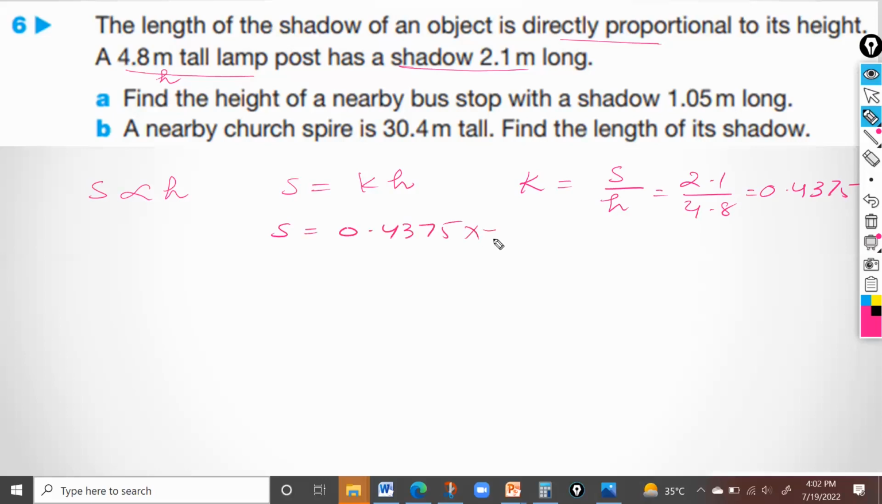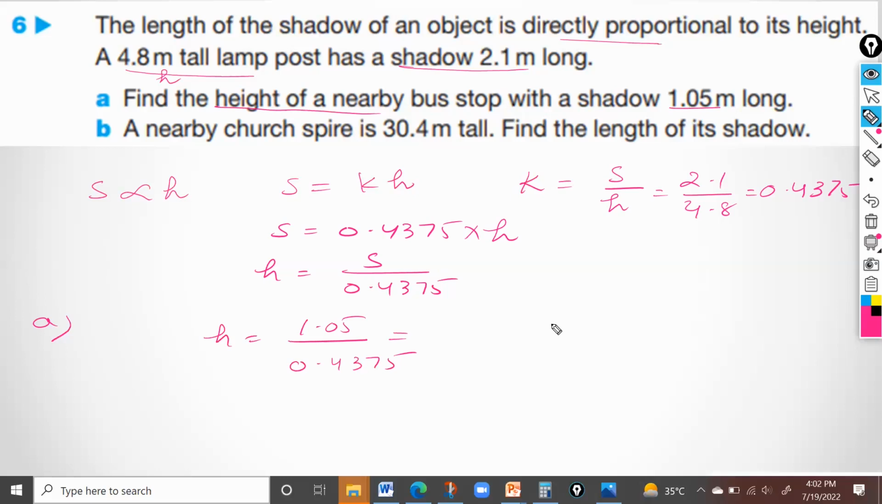Or if I want to get height, it becomes S upon 0.4375. So let's see what we're supposed to find. Find the height of a nearby bus stop. So I have to find height. Height equals, with a 1.05 meters long shadow, shadow is 1.05. If I divide by 0.4375, let's see what we get.